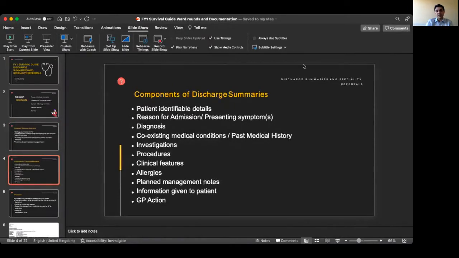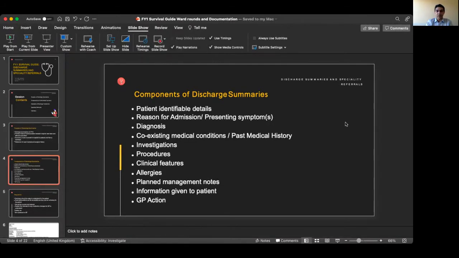So there are different components of a discharge summary. Usually it will depend on each trust, but across the UK, all trusts will use a software for discharge summaries, and this software will have different components. It will break it down, so it won't be one long document where you have to write all of it. You actually have different sections to fill in, but these sections are included here.